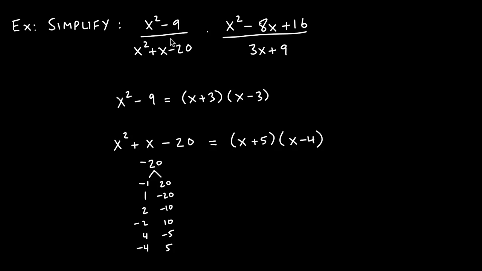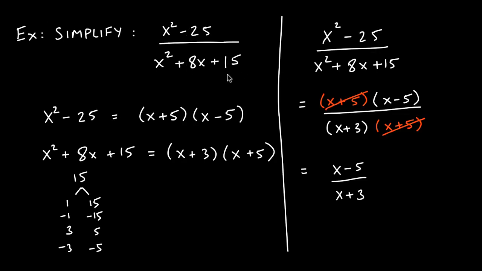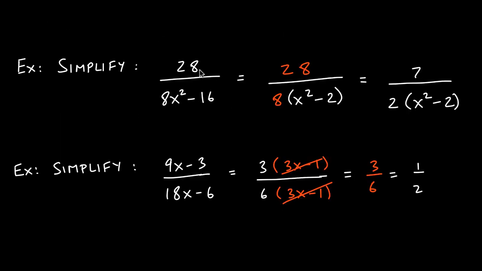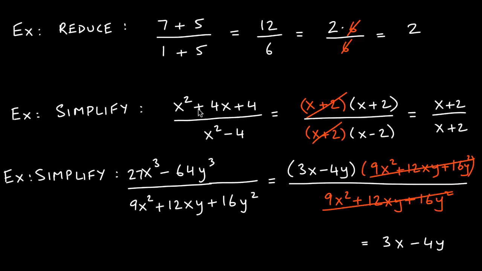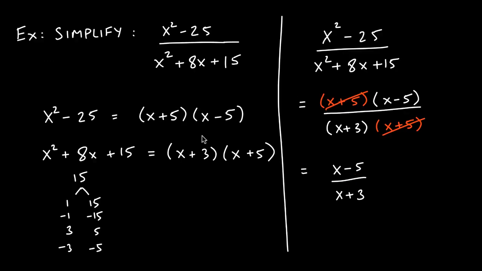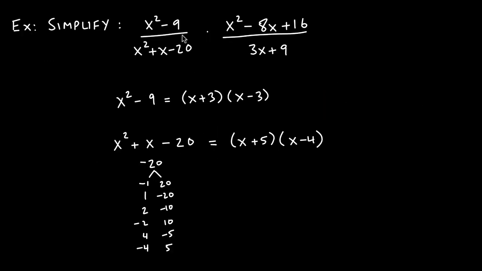Another question. All the previous questions we've done so far have just been standalone problems. So you have a single fraction, an expression over an expression. Now we're moving on into how to multiply these rational expressions together. But this is no more difficult than just doing one of them at a time. All this boils down to is just factoring.